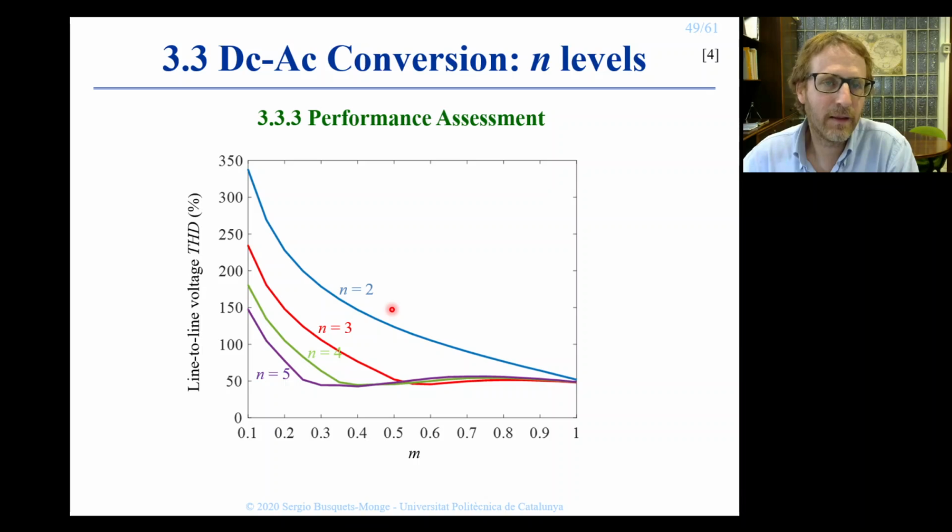When we analyze the total harmonic distortion of the line-to-line voltage, we see that as we increase the number of levels, the THD decreases at low modulation indexes, but it remains more or less the same at high modulation indexes. This is because at high modulation indexes, we need to make an extra effort to keep the capacitor voltages balanced, and this then does not allow us to keep decreasing the THD values at these levels.